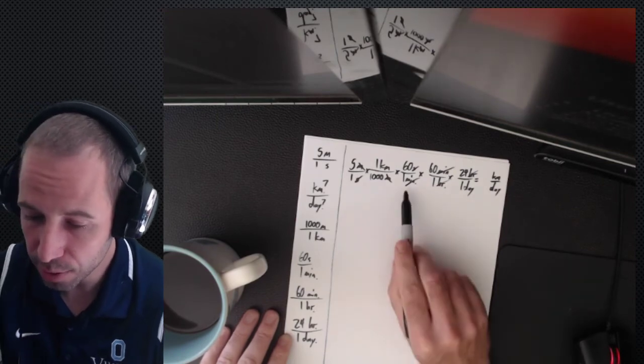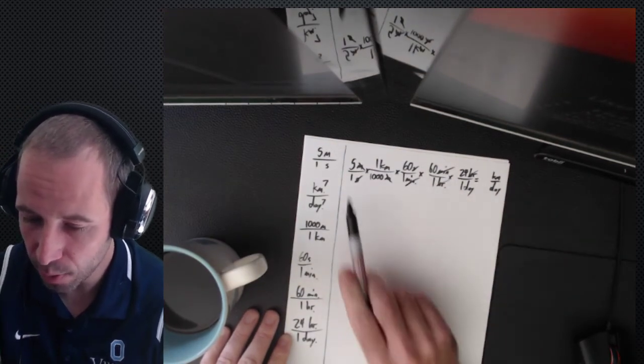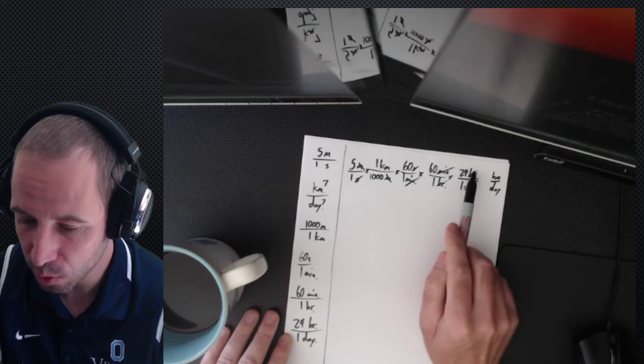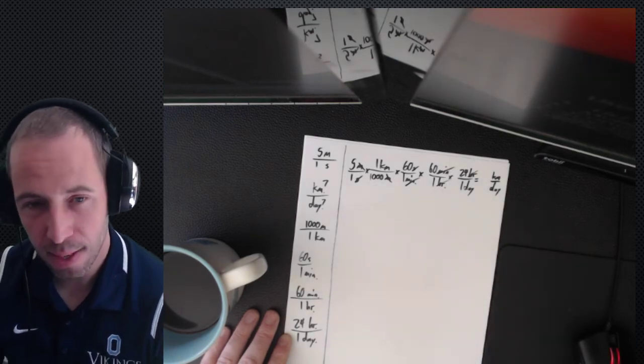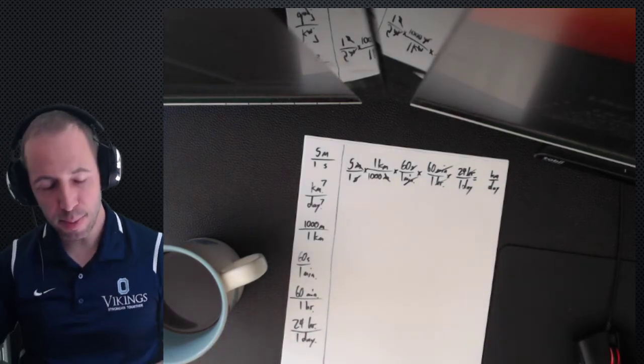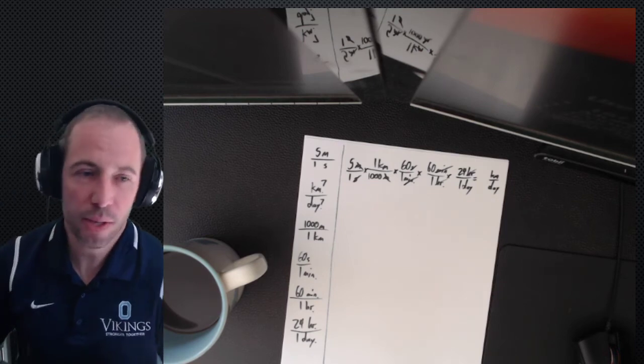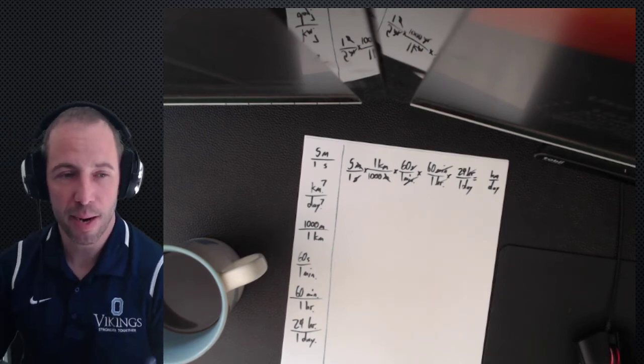Any number that's just a 1, you can ignore it. So again, that was 5 times 60 times 60 times 24 divided by 1,000, and that's the answer. That's dimensional analysis for you. You guys are going to be using this idea starting on Friday.